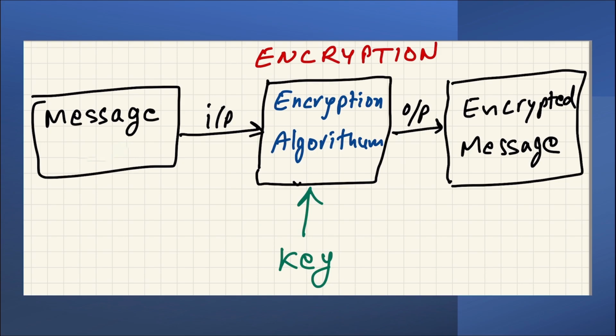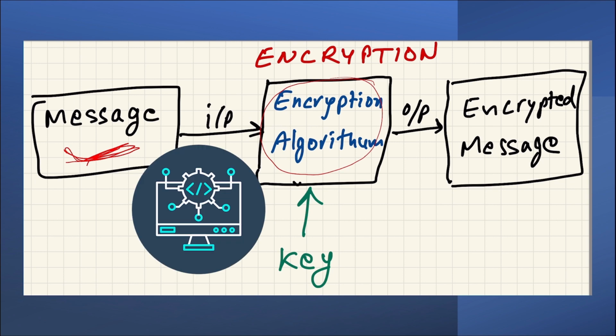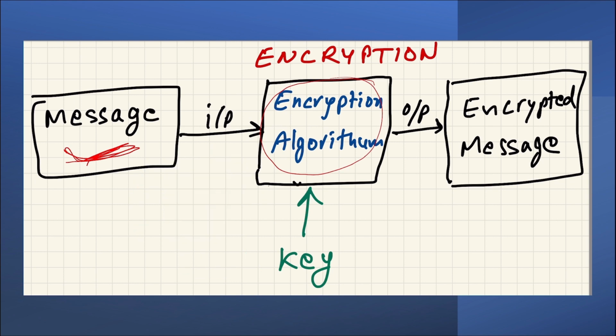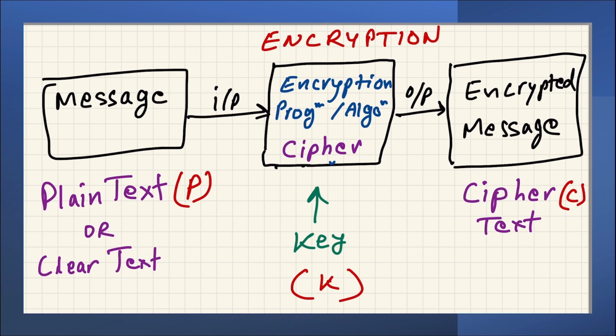So let's understand encryption. So what is encryption? Basically when you want to send a message and want to make sure that it remains confidential, it remains secret, you need to encode it, right? And to encode it, you use some algorithm or program called an encryption algorithm. And this encryption algorithm uses a key, a secret key, to encrypt the message. So input to this algorithm is a message, and output of this algorithm is an encrypted message. Now this message is referred to as plain text or clear text message, and this encrypted message is called ciphertext.